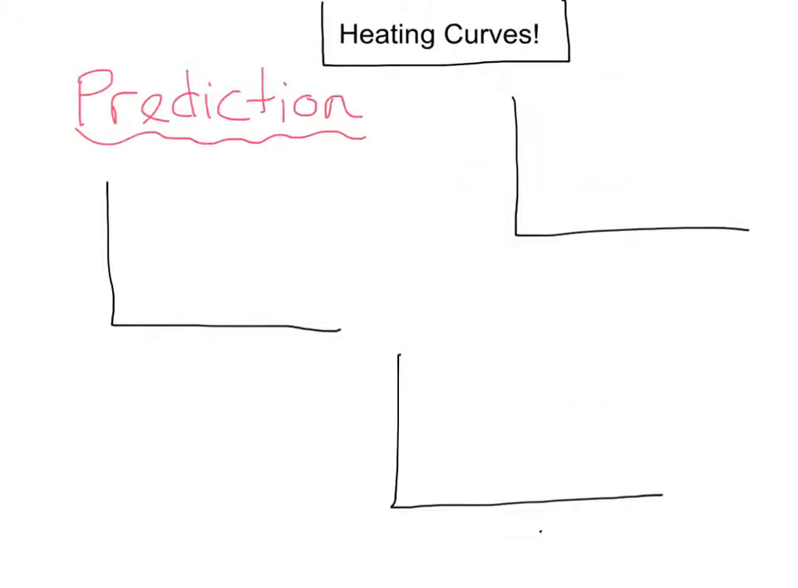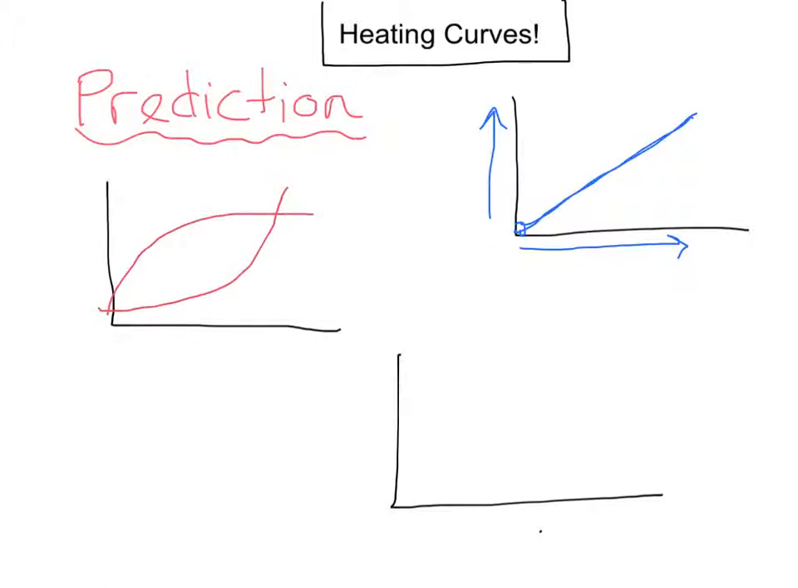So I hope by now everyone has a prediction drawn on their graph. Some of you might have something that looks a little bit like this. As you increase the temperature and heat it up, going this way, the temperature of the substance should go up. So some of you probably have a graph that looks something like this. Some of you might have also drawn a curve. So maybe it got steeper or maybe it got flatter, but you have some sort of curve going up and to the right.